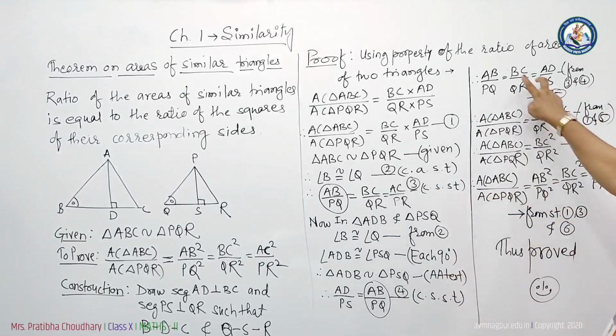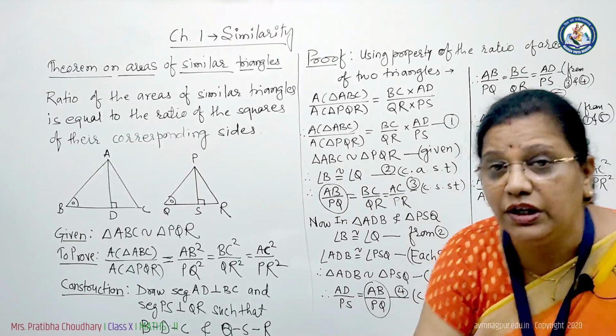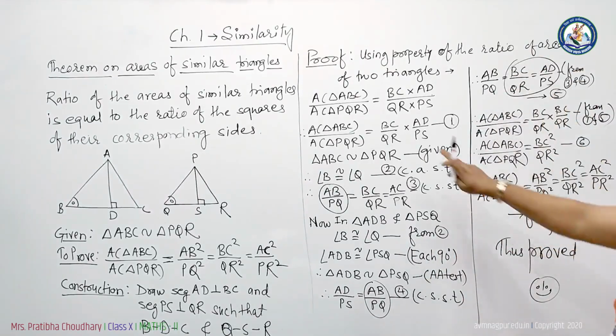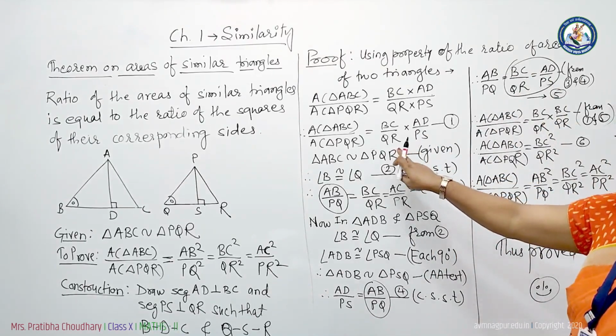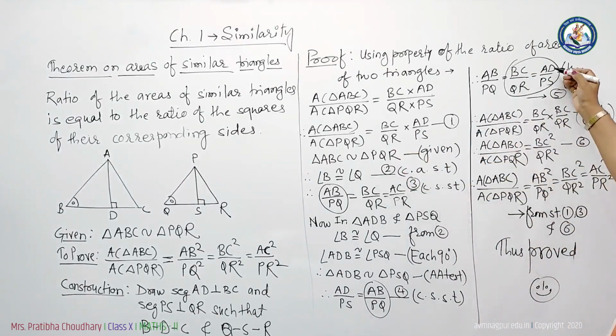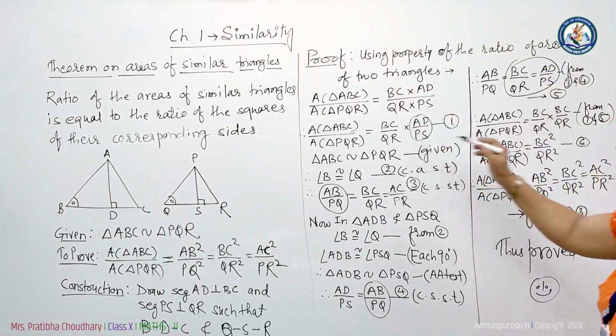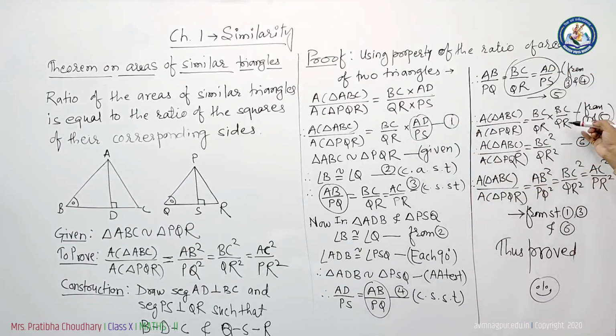Now you can see this BC upon QR is equal to AD upon PS. Our aim was the same. So we can easily substitute BC upon QR in the place of AD upon PS. Instead of AD upon PS, we have substituted BC upon QR. Now it will become BC square upon QR square. So ultimately the ratio of the areas of two triangles is equal to the ratio of the squares of their corresponding sides. We got the proof.